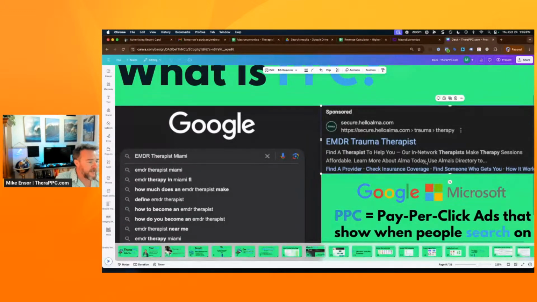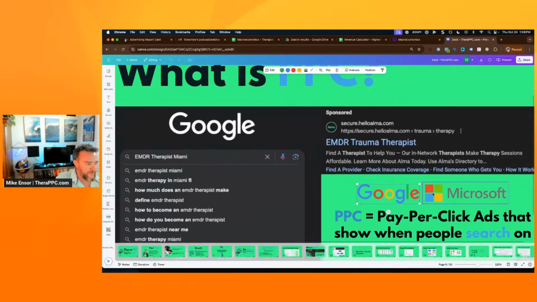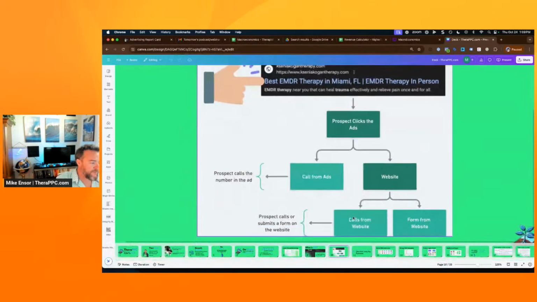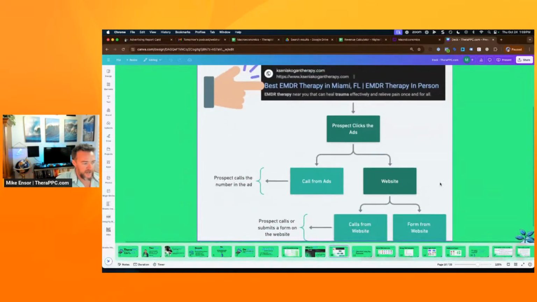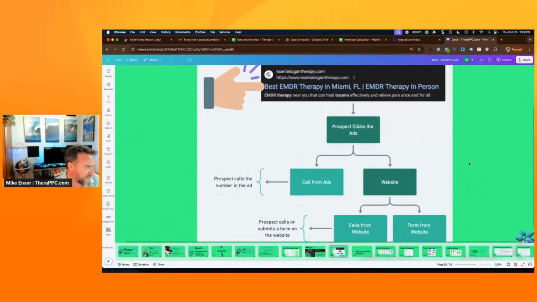So as far as where you can get those pay-per-click ads, PPC, is on Google and Microsoft. Now, where does this traffic go? That's another question that I get often. And this is a breakdown of how you turn pay-per-click ads, aka Google ads and Bing ads, into income, or turn those clicks into clients.